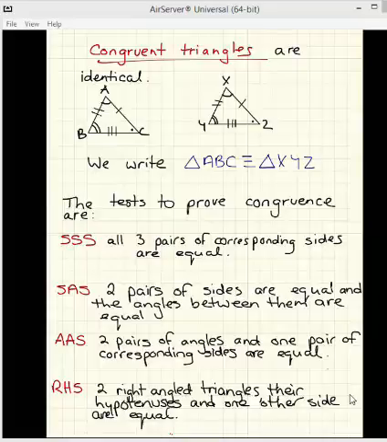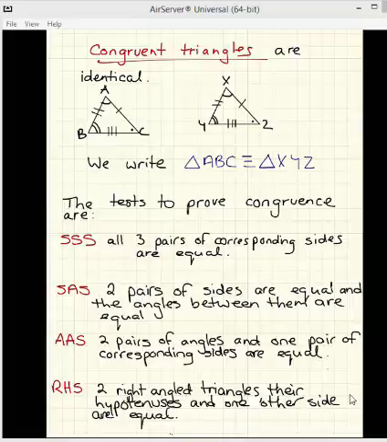Okay. Now there are 4 tests to prove congruent triangles. All of these are tests you should have seen before, so we're going to go through them quickly. You've got side, side, side. So that's when all 3 sides of one triangle are exactly the same as all 3 sides of another triangle, so if they've given you the lengths.